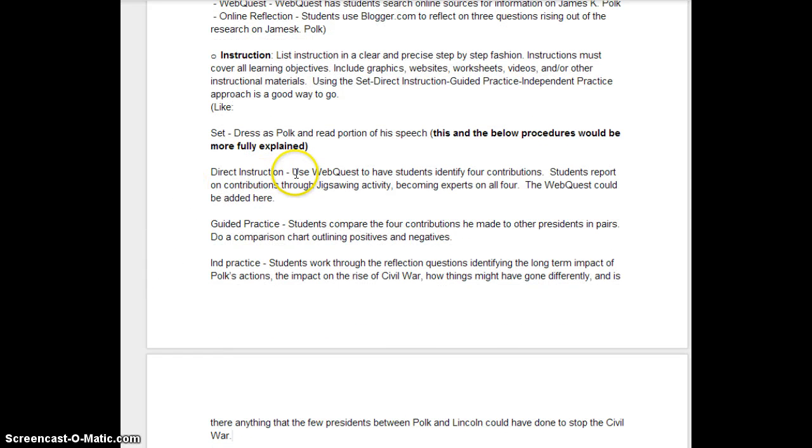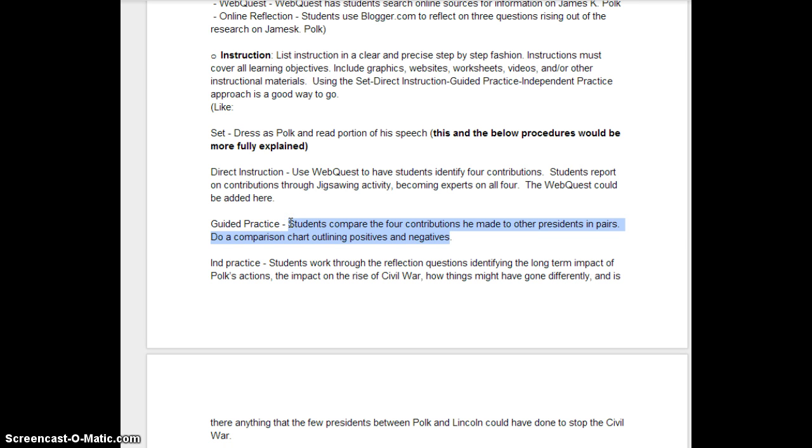And then the direct instruction: implement the web quest and have students identify the four contributions in their web quest. And then students report on contributions through jigsawing, which is where you get groups to become experts in one of the four areas, and then you mix up the students and they teach each other. Anyway, I would expect you to describe that process in here, and the web quest could be added here as well. And I've got a very brief look at the web quest, which I'll do in a separate video.